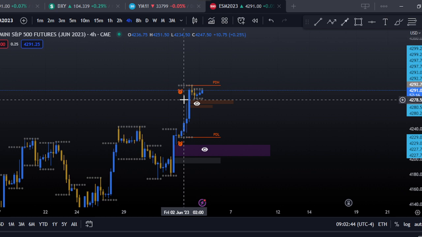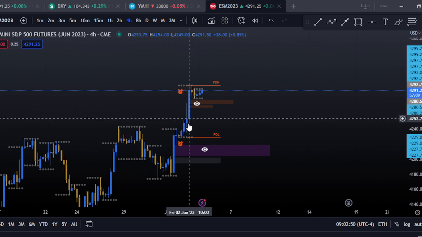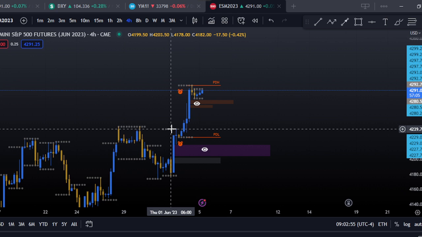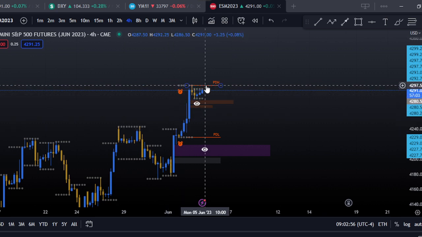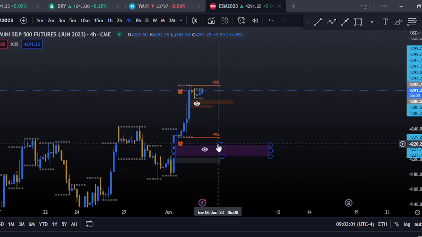What is that? 42.78, 42.73, 42.72, 42.67, or maybe all the way back down to this area, 42.39. If you're feeling real bearish, then we can get all the way down here.